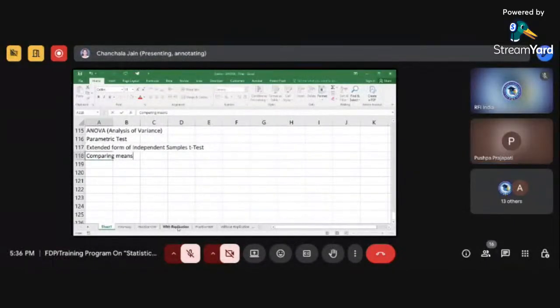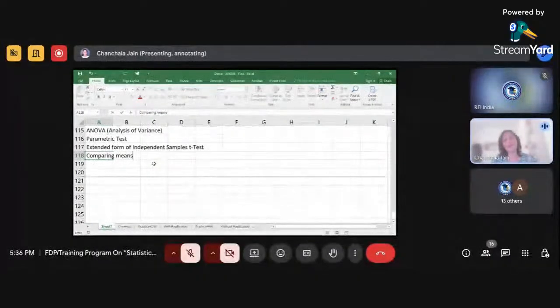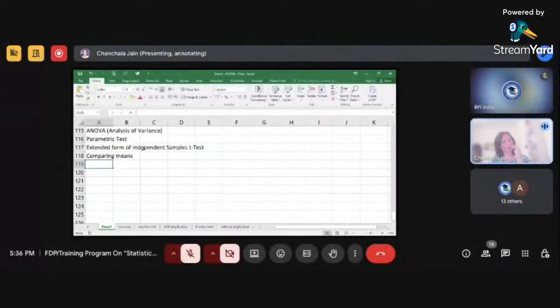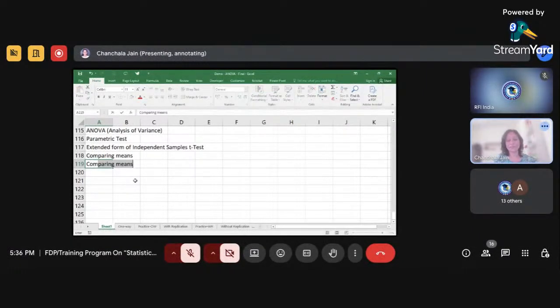So I was telling you, it is very much like independent sample t-test. As I have said, it is an extended form of the independent sample t-test. The meaning is that ANOVA is also comparing the means, right? Independent sample t-test is comparing the mean, ANOVA is also comparing the mean. So what is the difference in these two? The difference comes when we talk about the comparison of means in more than two groups, right?